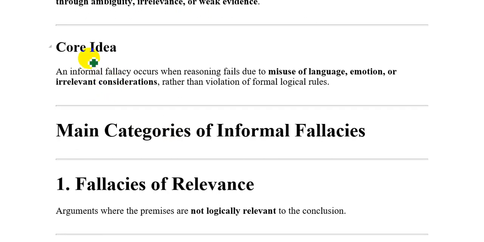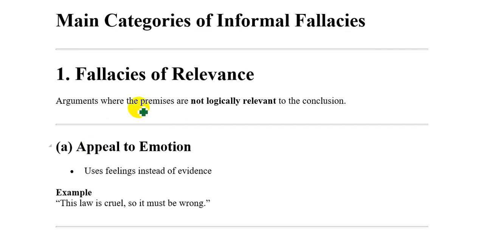What is the core idea behind this? An informal fallacy occurs when reasoning fails due to misuse of language, emotion, or irrelevant considerations rather than violations of formal logical rules. What are the main categories? There are four main categories of informal fallacies: fallacy of ambiguity, fallacy of relevance, fallacy of presumption, and fallacy of defective induction. So let us start with fallacies of relevance first.